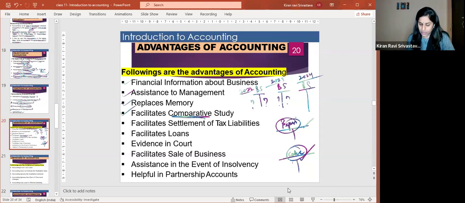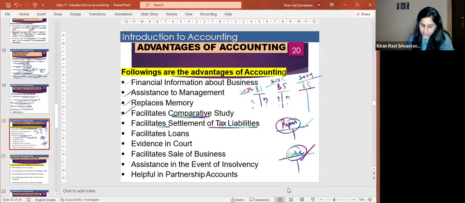Then it facilitates the settlement of tax liabilities. So when the companies earn profit, companies generate income, they also have to pay tax. So how is the tax calculated? The tax is calculated on the basis of information given by the financial accounting. How much income they have earned minus how much expenses they have made. That will give you a resulting profit. And based on that profit, tax will be calculated.